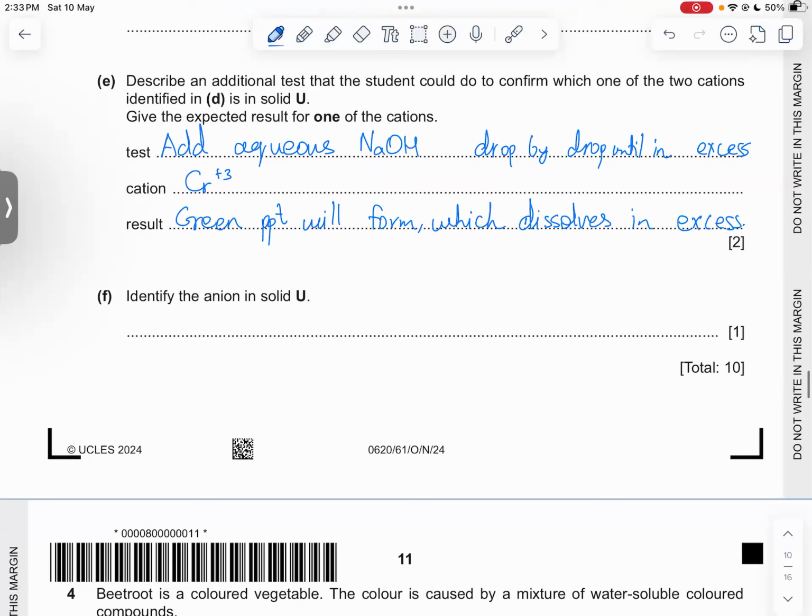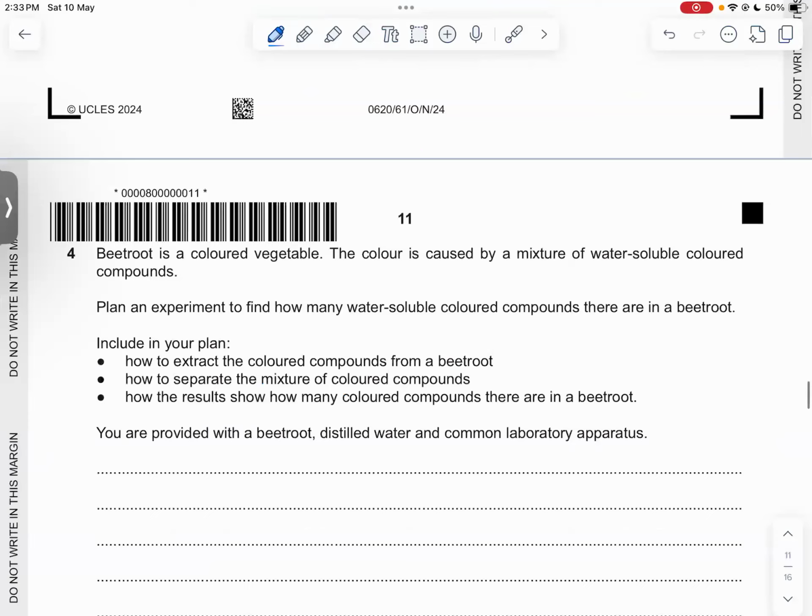Identify the anion in solid U. The anion is the iodide ion, I minus. Full stop. Next question.